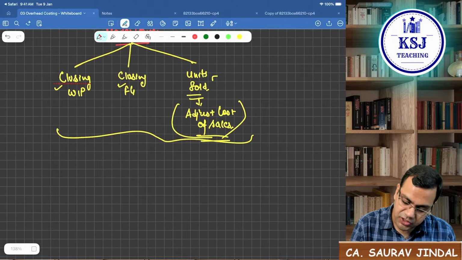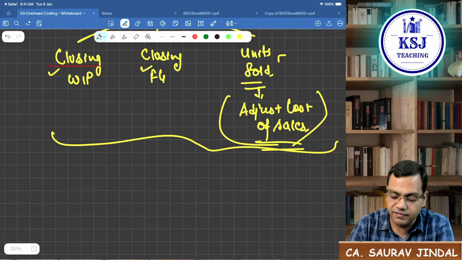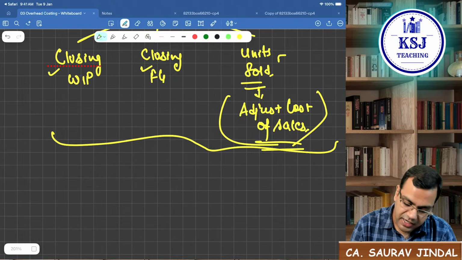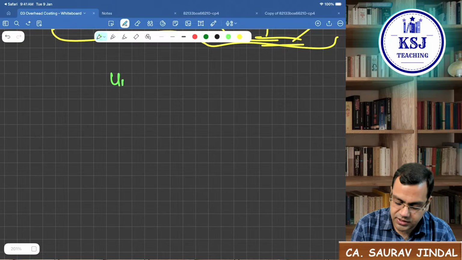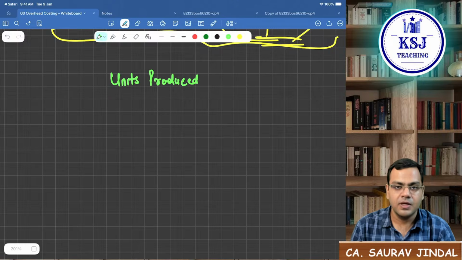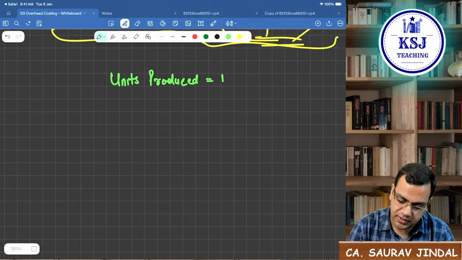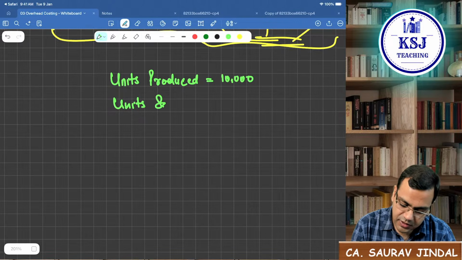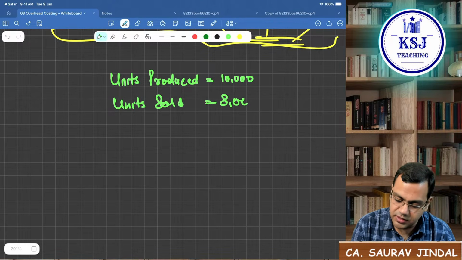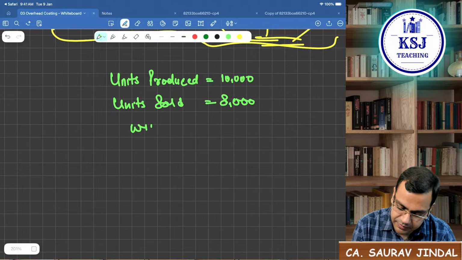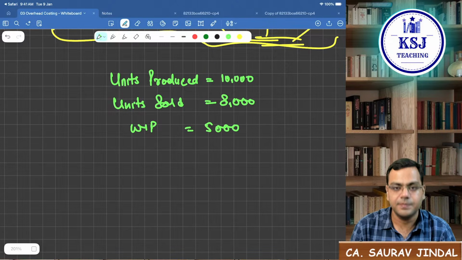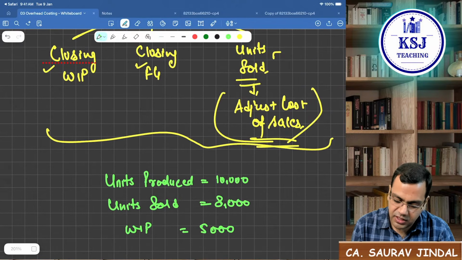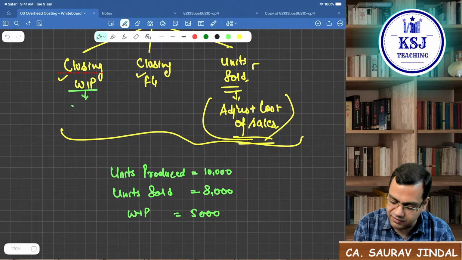Now I'll tell you the points which you have to be careful about. One thing, how the institute can give you the information. The information can be units produced, right? FG units produced, that is 10,000 units. Units sold is 8,000 units. WIP is 5,000 units. So when we have to take the units here, in the WIP what we will take? We'll take 5,000, no issues. Sold 8,000 given, no issues.